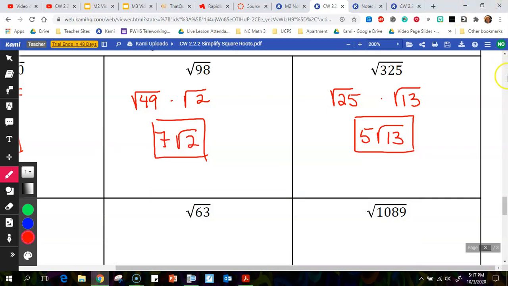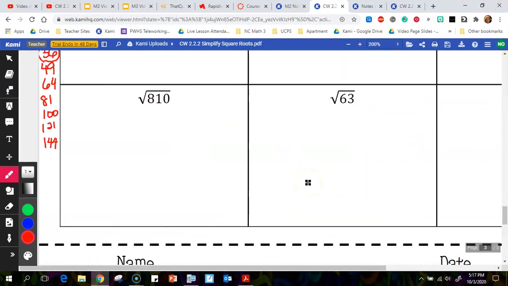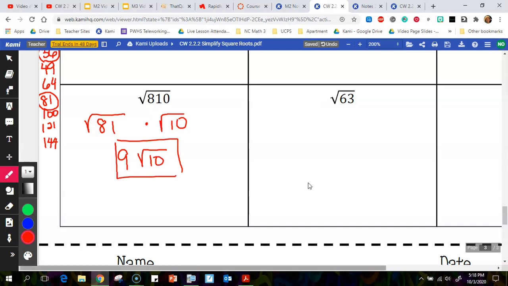All right, let's look at this one right here. I recognize right off that 81 is a factor of this 810, and 81 is one of my perfect squares over here. So I'm going to rewrite this as a product of the square root of 81 times the square root of 10, because 81 times 10 would be 810. The square root of 81 is 9. The square root of 10 cannot be simplified. So the answer would be 9 root 10.